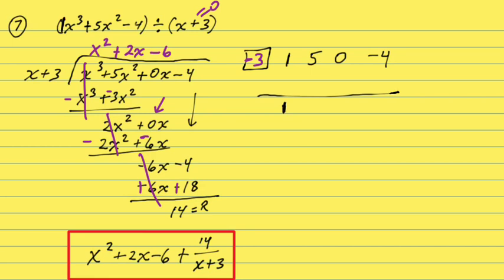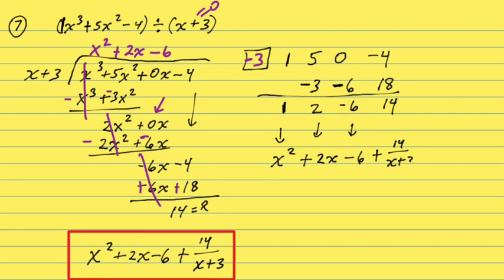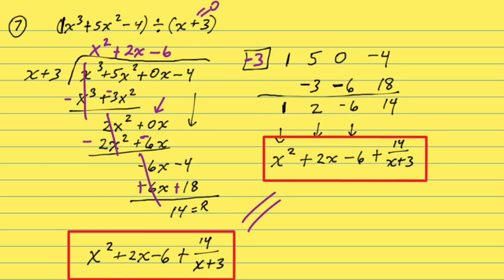First number always comes down, then you multiply. Negative 3 times 1 is negative 3. Put it here and add. Negative 3 times 2 is negative 6. Put it here and add. Negative 3 times 6 is 18. Put it here and add. That means 1x squared plus 2x minus 6 plus your remainder over the divisor. Unless I made a mistake, I'm hoping these two should be equivalent. Looks like they are.